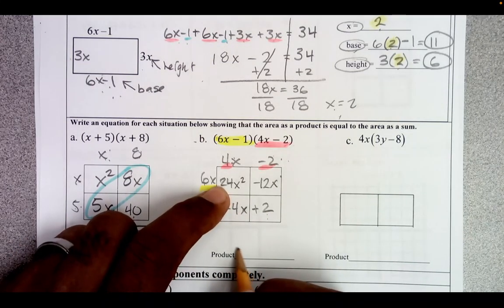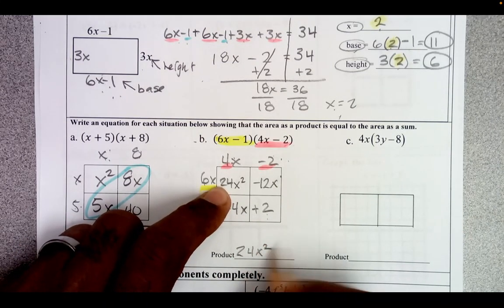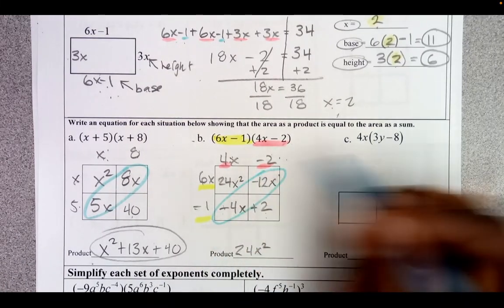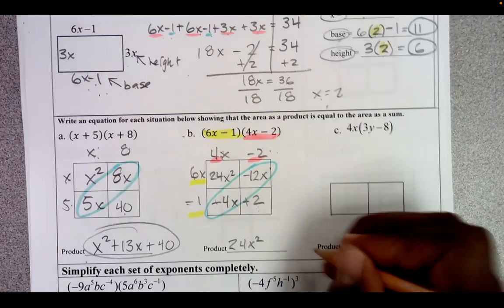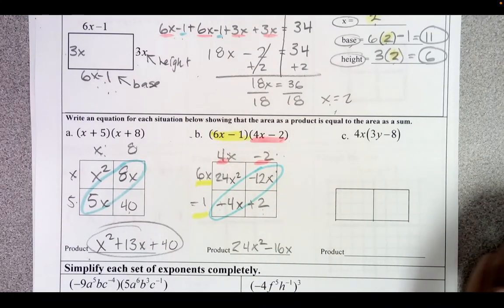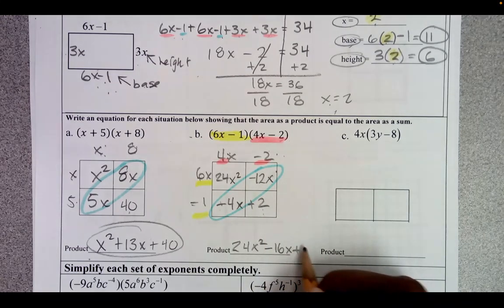Okay, so first I start with that 24x squared, just like I did in the last one. Then when I add up negative 4 minus 12, that will still be negative. I'm adding two negatives. Okay, and then the last term is plus 2.